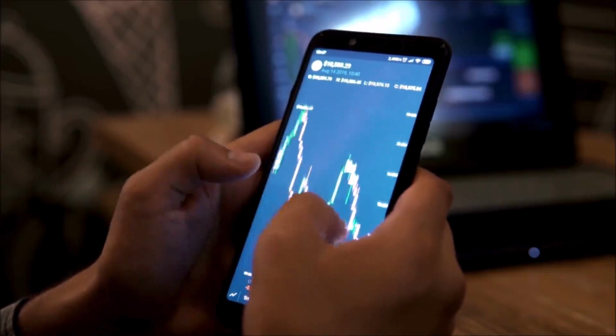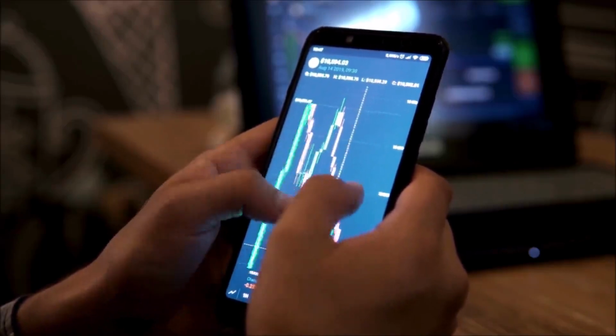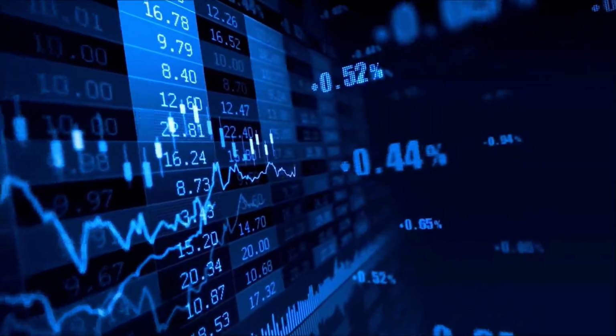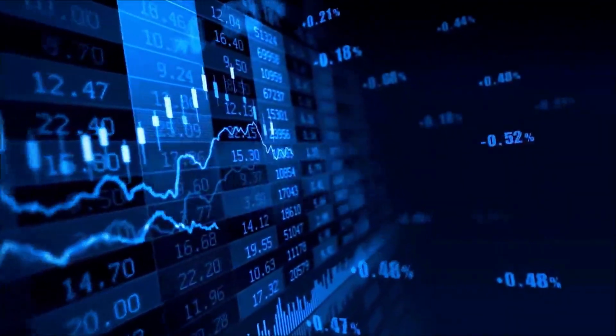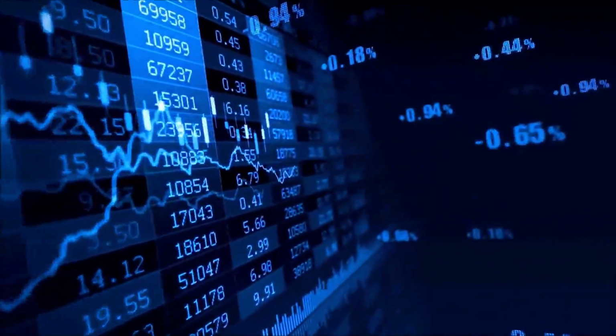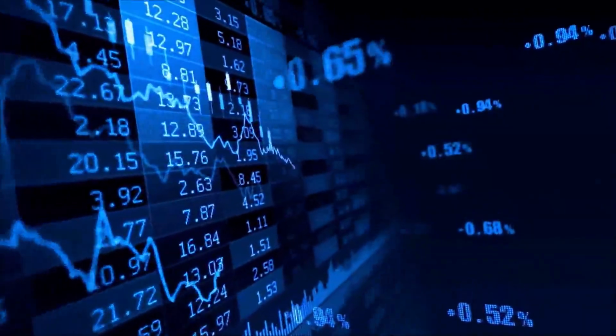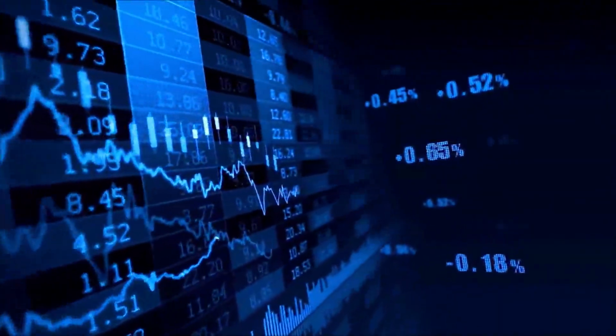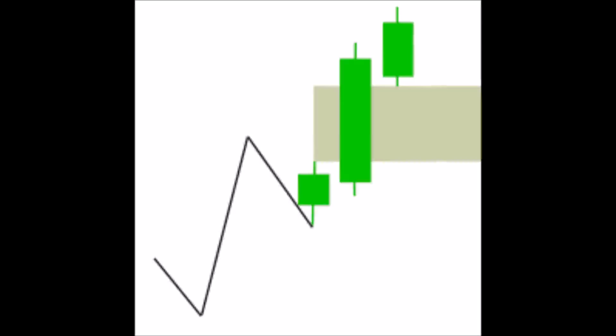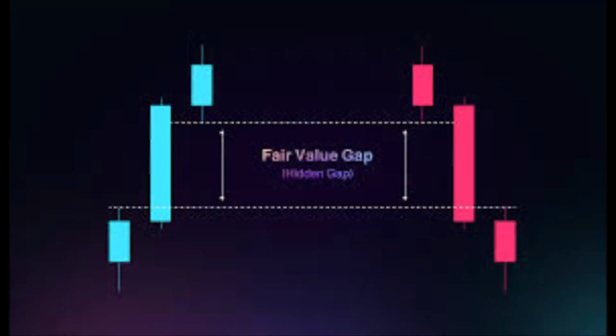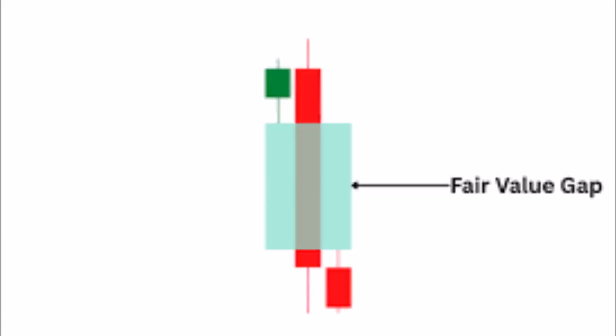Then we have the breaker fair value gap. This is advanced. This forms when price fills the imbalance but fails to continue in the original direction and instead it reverses. This is useful for identifying trend reversal. We also have the fourth type of fair value gap, which is consequent encroachment. This is the midline or 50% of a fair value gap, a highly respected spot where price may wick into before reversal.